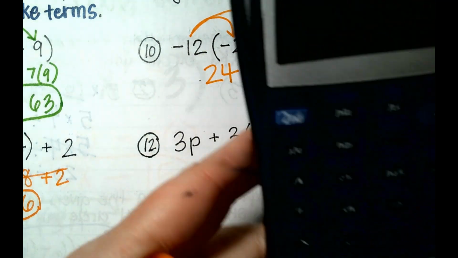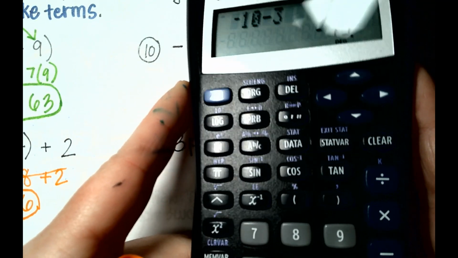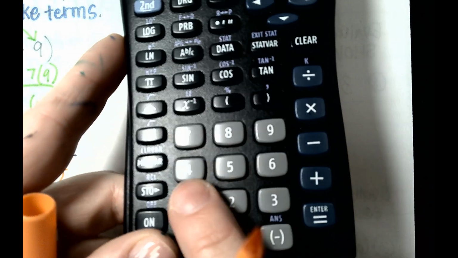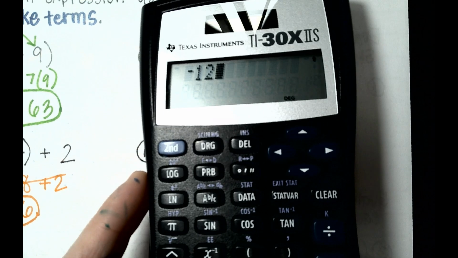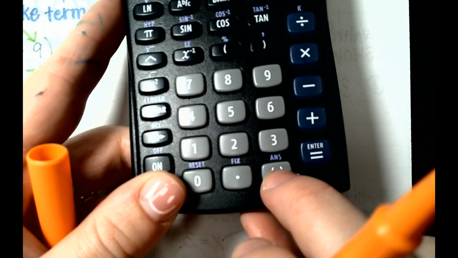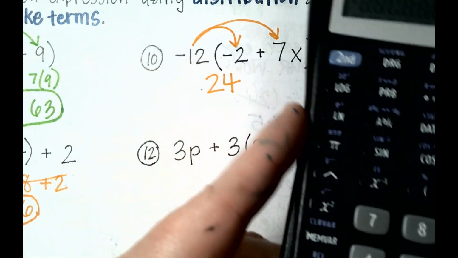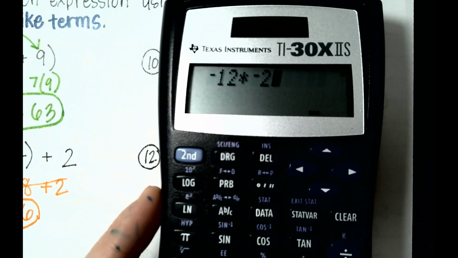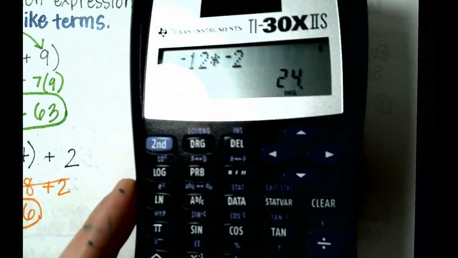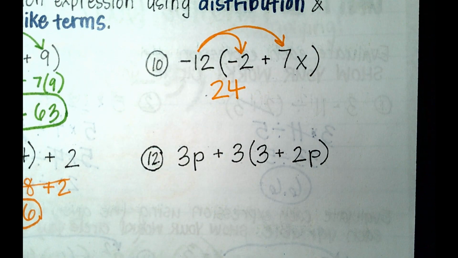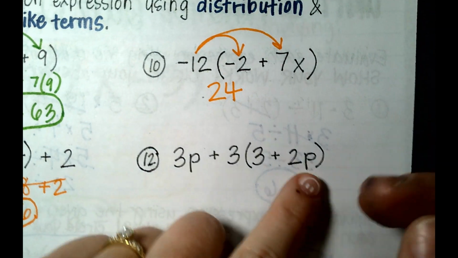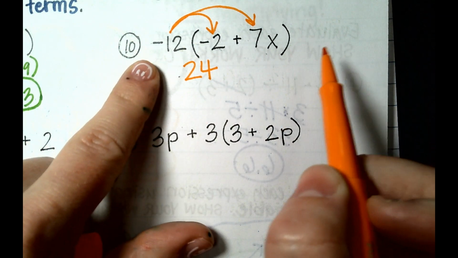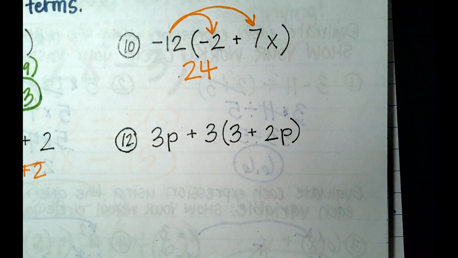Don't be afraid to use your calculator. Remember the negative symbol is down here. Negative 12 times negative 2, and you will get positive 24. So we have that. What do I do next? Negative 12 times 7. And what is negative 12 times 7? I got negative 84.